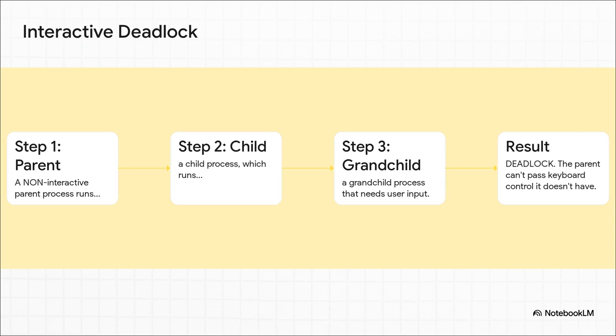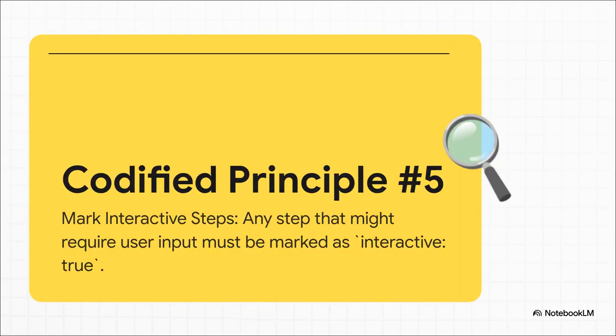Check this out. You have a main process, right? And it's not interactive. It's just a script. That script calls a second process, and that second process calls a third process, say something with Git, that needs to ask you a question like, are you sure? But here's the problem. The main process at the top of the chain never had access to the keyboard in the first place, so it can't pass that control down. The result? The grandchild is waiting for an answer it can never get, and the whole thing is frozen. Total deadlock.